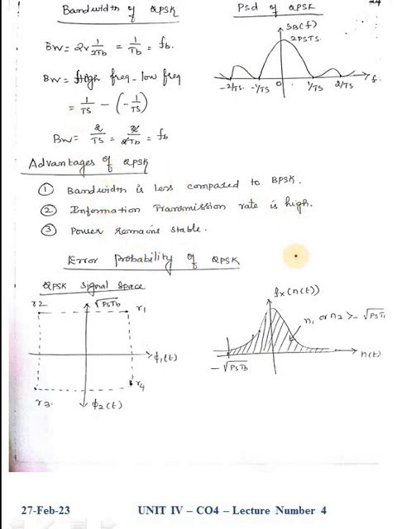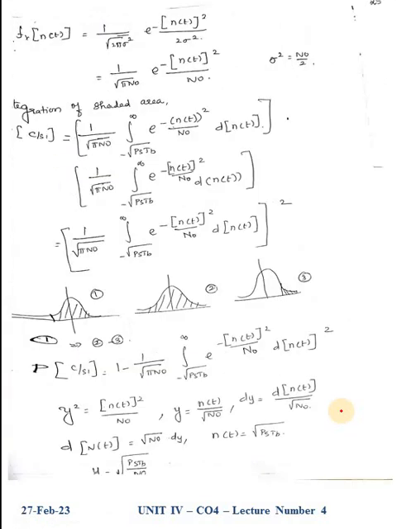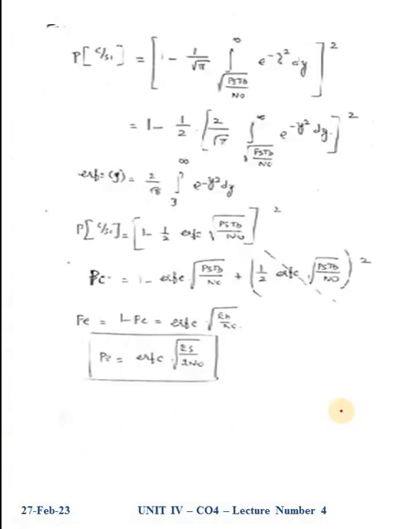Advantages of QPSK: bandwidth is less compared to BPSK and other modulation techniques. Information transmission rate is high and power remains stable. This is the error probability of the QPSK signal. So from this we can conclude that the error function of the QPSK signal is equivalent to ERFC root of 2 ES divided by 2 N naught. Thank you.